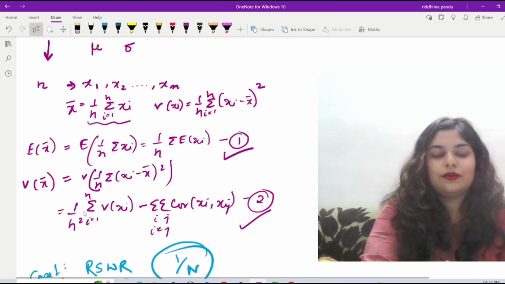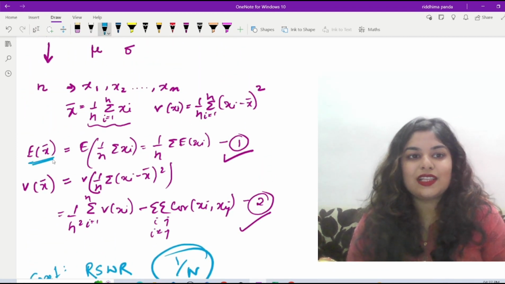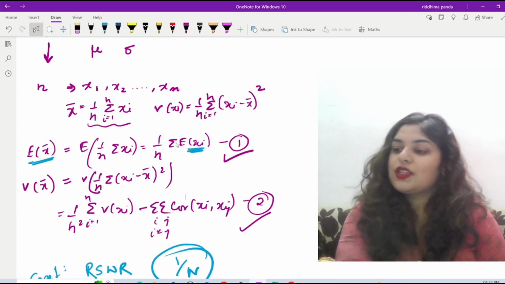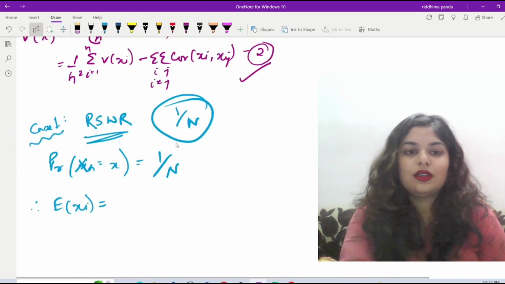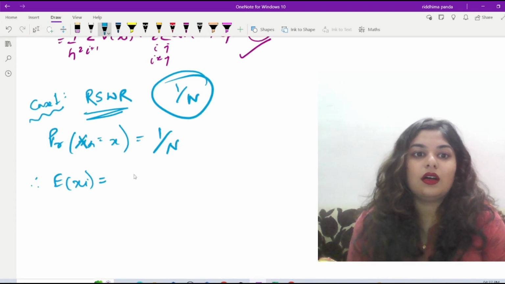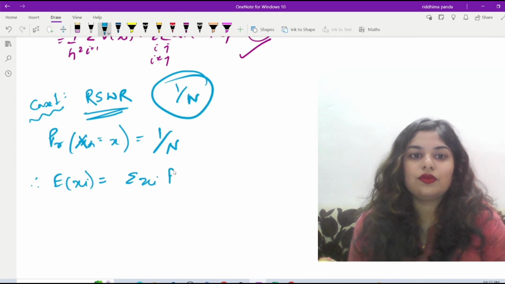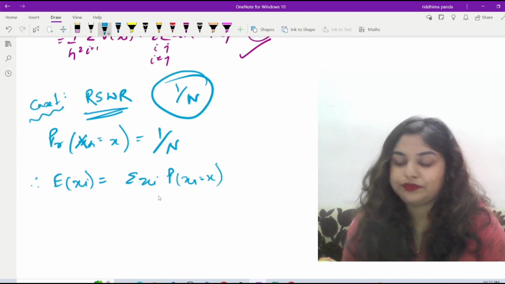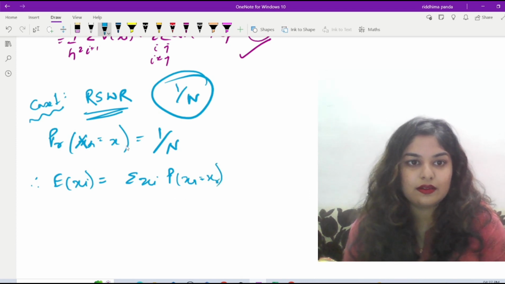Let's check here. So basically I'm going to find out x bar. For that I need to find out E(xi), and then I'm going to put the value here. So we know the expectation value is what? Expectation value is summation xi into probability. So here probability of xi equals xr is equals to 1 by n.